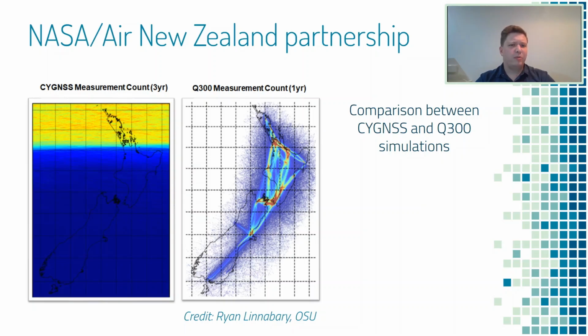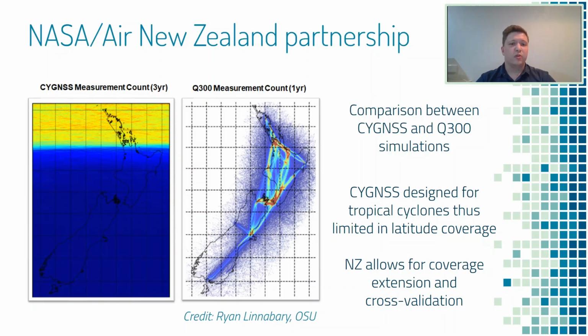By mounting the receiver on an Air New Zealand Q300, we can both extend the coverage to include the majority of New Zealand, and also cross-validate the new detector against the Cygnus satellite detectors. If we put in further ground monitoring as well in New Zealand, we can have 3 different data sets that we can use to cross-validate and calibrate each other.